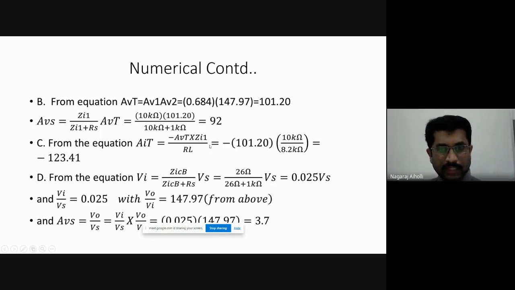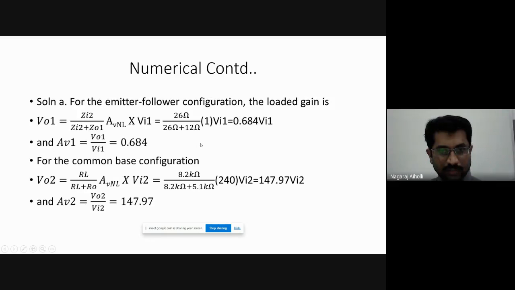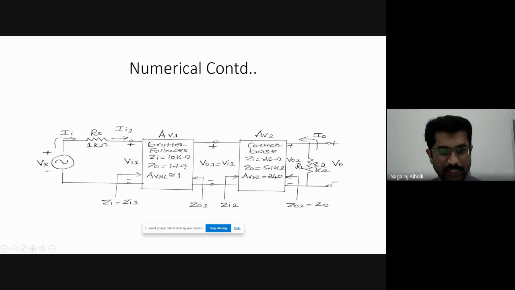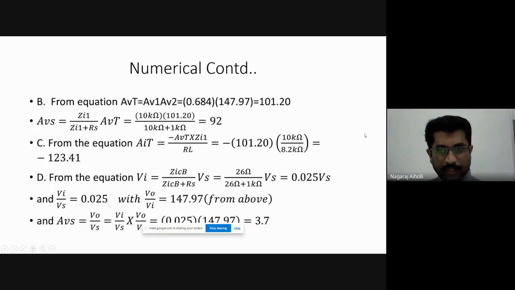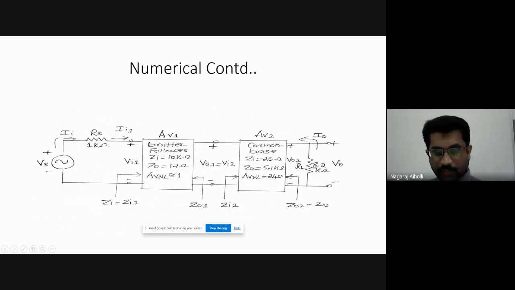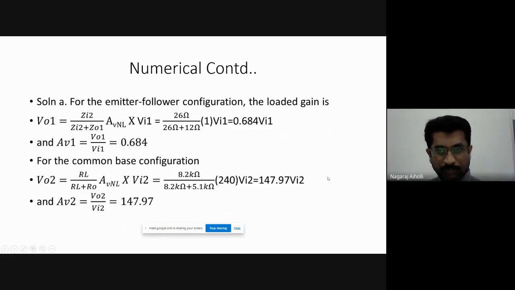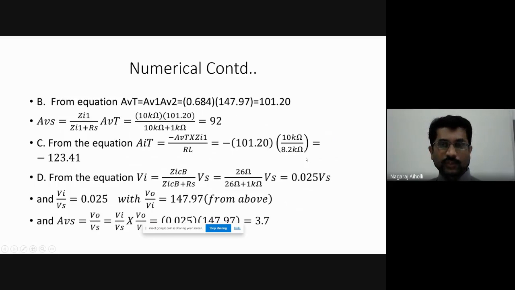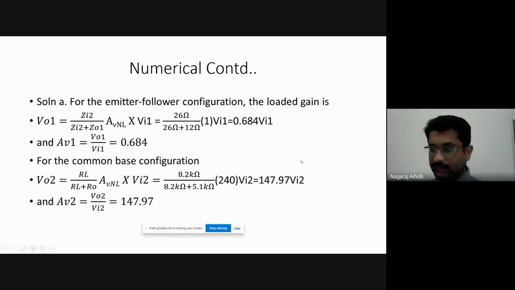This into ZI1. ZI1 is how much? It is first stage input impedance, 10 kilo ohm. Substitute that, 10 kilo ohm, divided by RL, load resistance. How much load resistance they have mentioned? 8.2 kilo ohm. That divided by 8.2 kilo ohms. Now simplify this and tell me the answer, students. Minus of 101.20 into 10 kilo ohm divided by 8.2 kilo ohm.